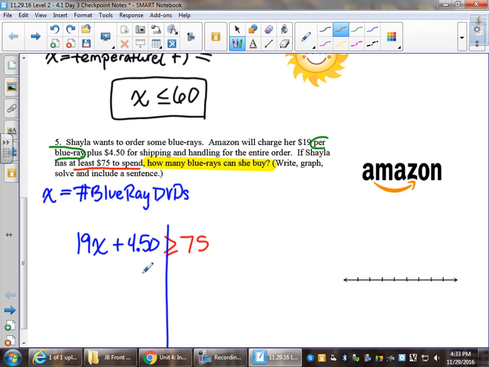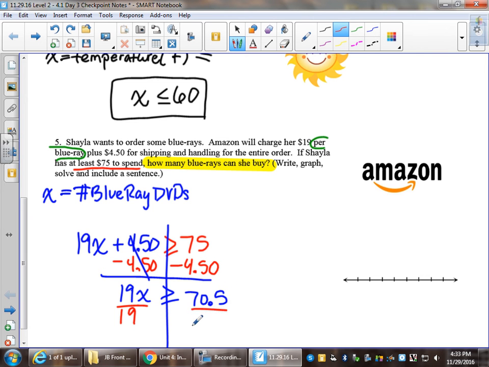X is on the left side of our inequality, so that's the side we'll pay attention to. If there's something we can add or subtract, we want to do that first. So I see this plus 4.5. I can subtract 4.5 from both sides. 19X greater than or equal to 75 minus 4.5 is 70.5. Divide by 19. Divide by 19.